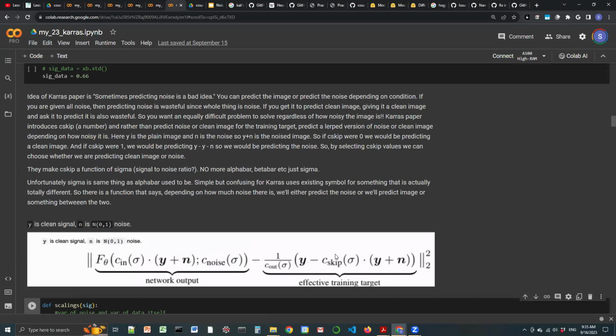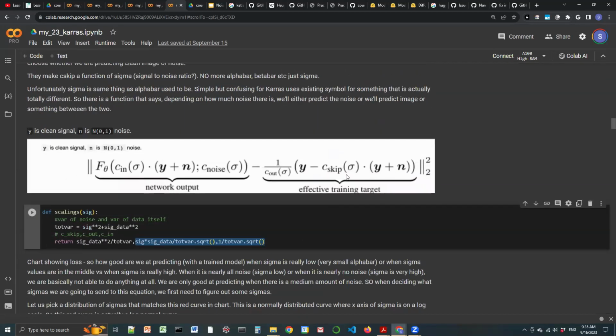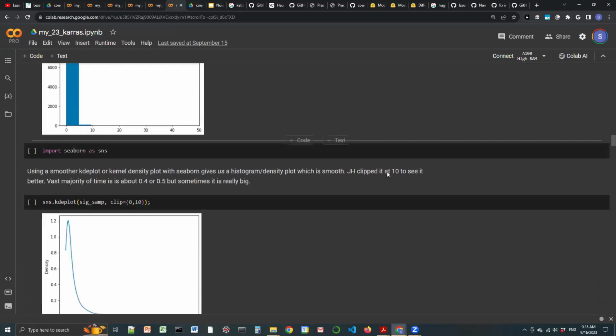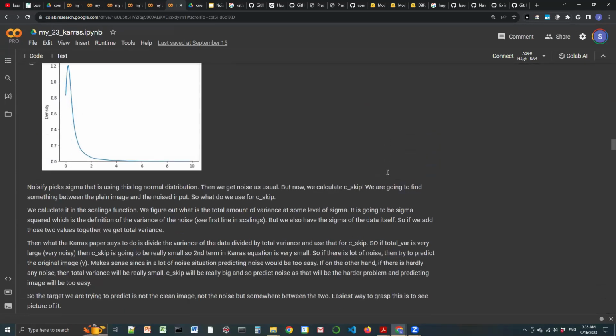So if our noise is very high, this is going to be very low. If this is very low, it means this will be closer to zero, which means we'll be predicting a clean image. So if the noise is high, then we predict a clean image, because that's a harder problem to solve. Because predicting noise, if the noise is high, is a less challenging problem to solve. So we want to make the problem equally challenging.